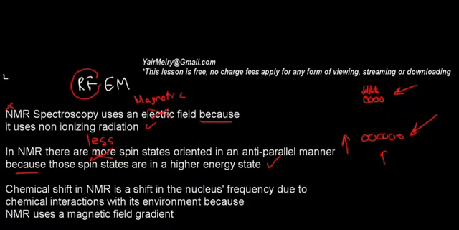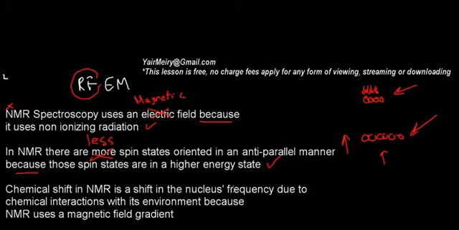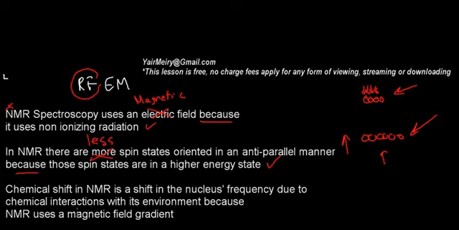And again, this is a good time to freeze the video if you want to work on solving this question on your own. All right, let's keep going. Chemical shift in NMR is a shift in the nucleus's frequency due to chemical interactions with its environment, because NMR uses a magnetic field gradient.